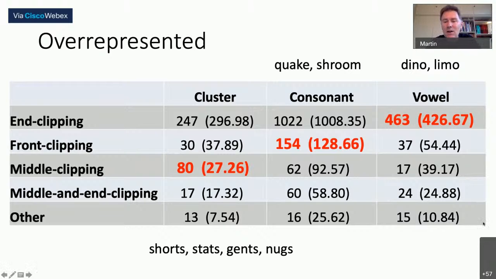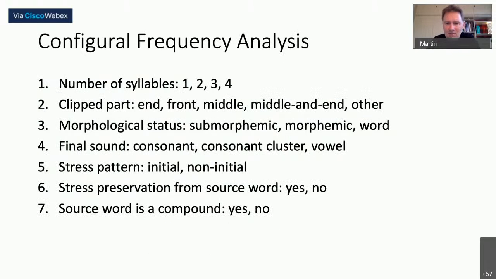Finally, end clippings with final vowels are overrepresented. So forms such as dino or limo, dino from dinosaur, limo from limousine, they appear more often than would be expected. With all that in mind, let me get to the configural frequency analysis. So the input to the analysis is our clipping database, and especially the annotations for the variables that I showed to you earlier: the number of syllables, the clipped part, the morphological status, the final sound, the stress pattern, stress preservation, and whether or not the source word is a compound.